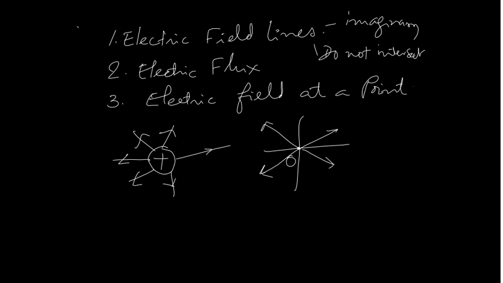Who gave this model? The person who gave it was Faraday. So Faraday provided these electric field lines. They don't ask who gave these lines, but there are two points, that they are imaginary and do not intersect, which they may ask. Okay, so that is about the electric field lines.